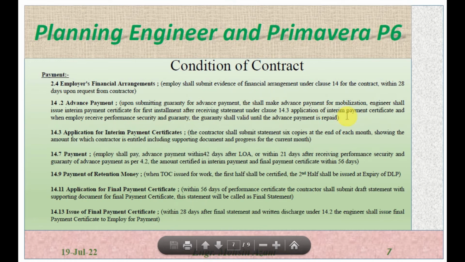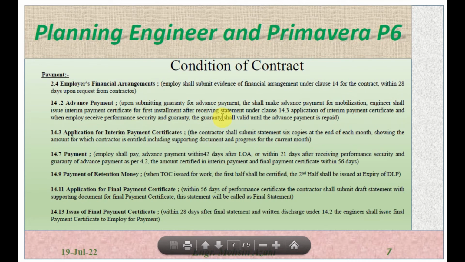Application of interim payment, and when the employer receives the performance security and guarantee, the guarantee shall be valid until the advance payment is repaid. So advance payment is actually the payment for the mobilization. Once the employer receives the guarantee for the advance payment, he has to release the advance payment for the mobilization.